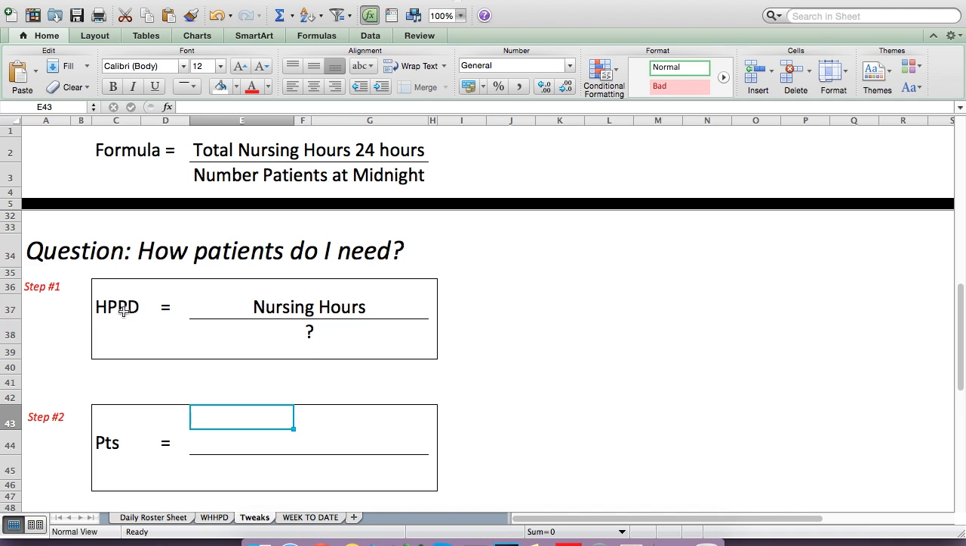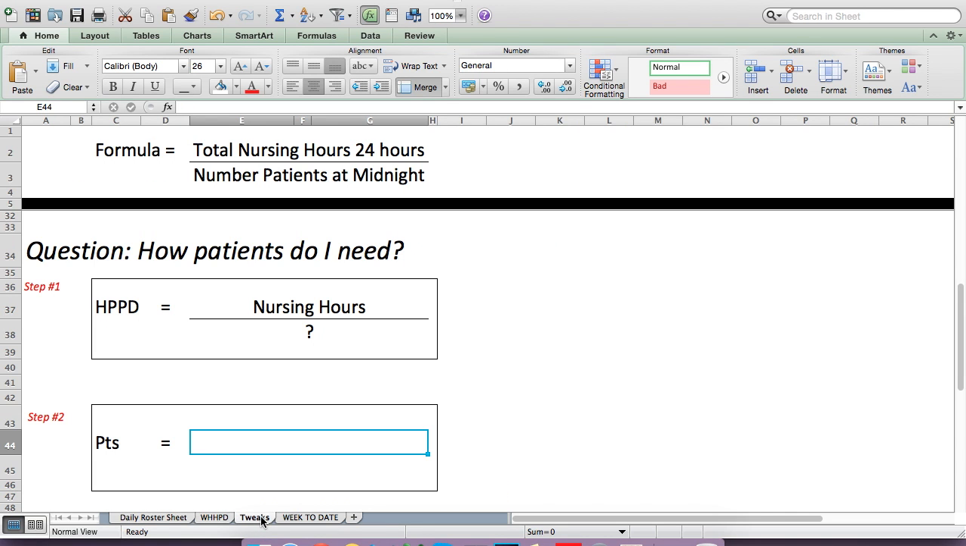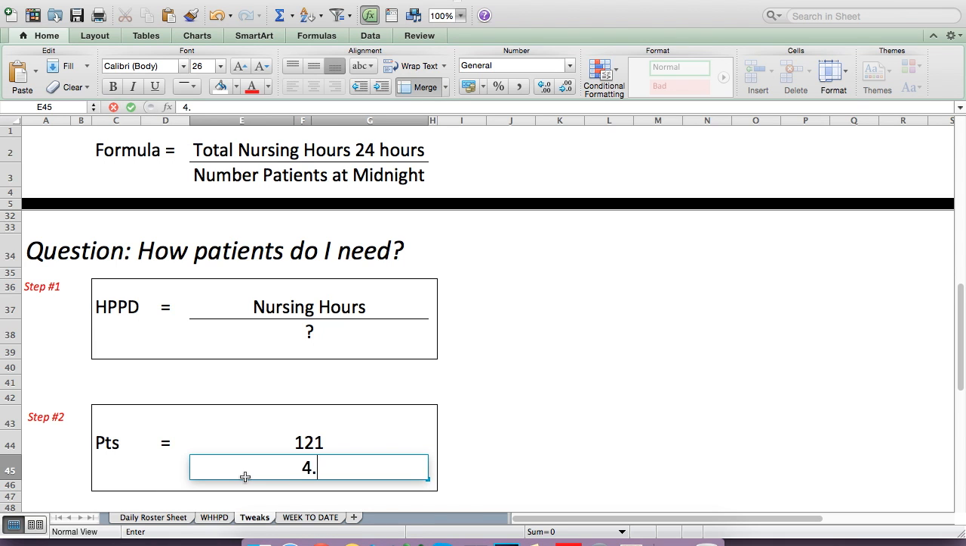So you know your WHPPD, you know your nursing hours and the nursing hours you want to keep. You need to work out how many patients you need at midnight to reach your target. So twist your formula around. And this time you've got patients. So you know from your daily rostering sheet that you've got 121 hours, and that's non-negotiable. So 121. And you know that your work hours are 4.2.